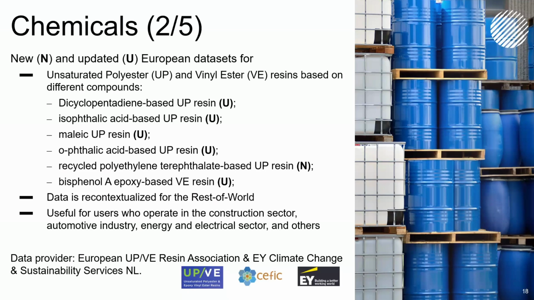The data for unsaturated polyester resins cover the production based on dicyclopentadiene, isophthalic acid, maleic and ophthalic acids, as well as recycled PET. For vinyl ester resins, the dataset which was updated for version 3.11 models the production based on bisphenol A. These updates replaced the old European data that was available in previous versions.